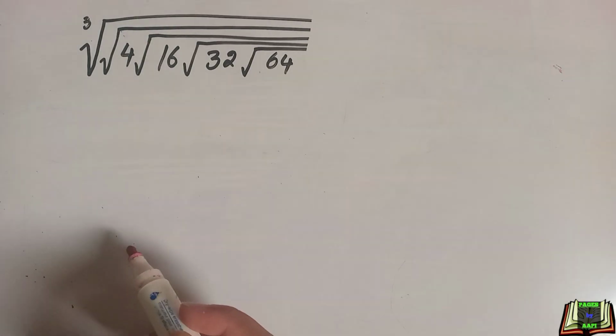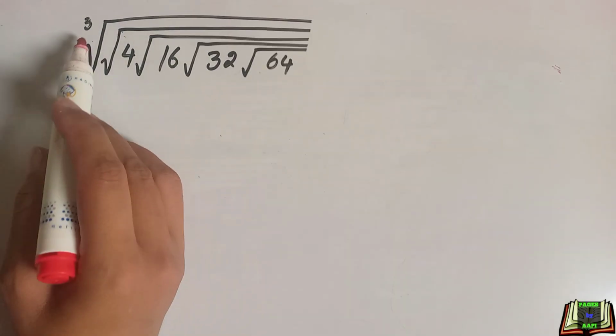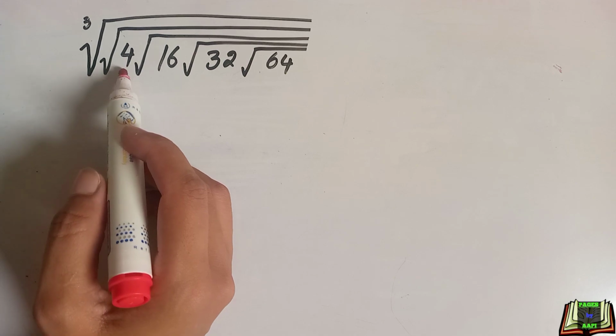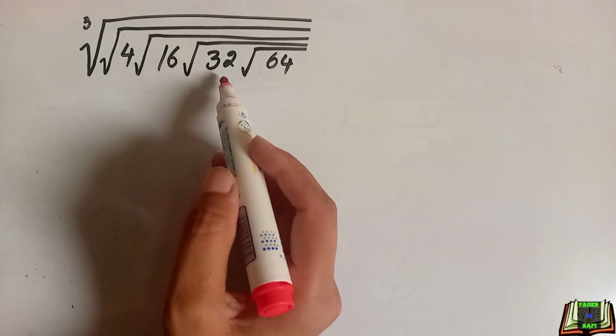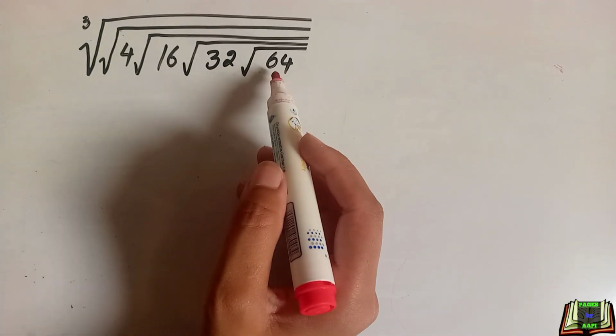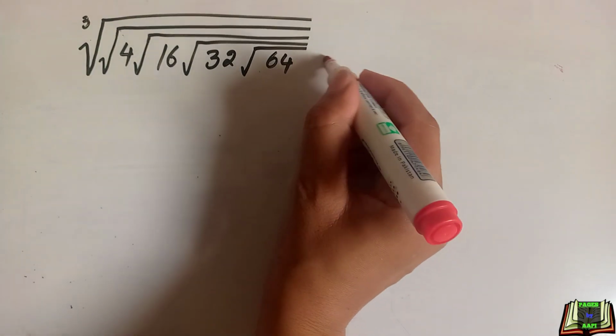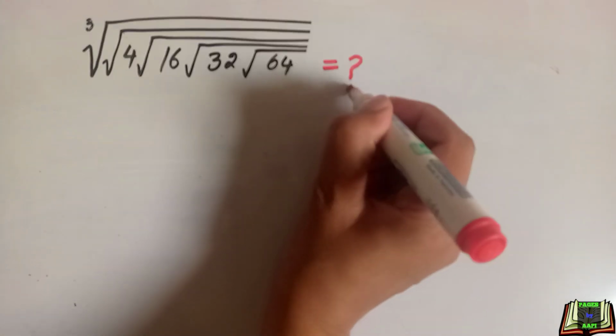Hello and welcome back. Let's find out the value of cube root 4 times root 16 times root 32 times root 64. We are going to simplify this tricky looking and confusing question in an easy way.